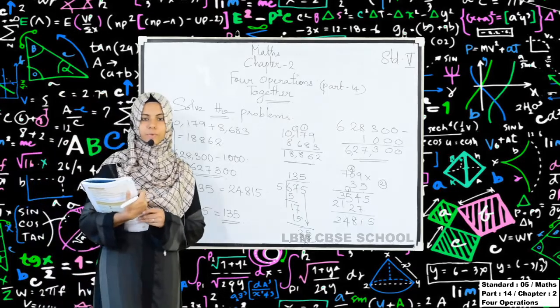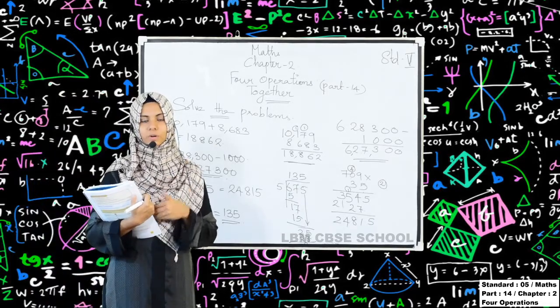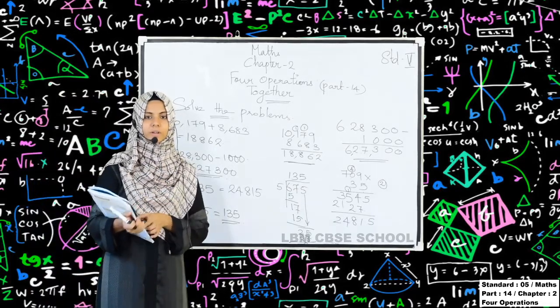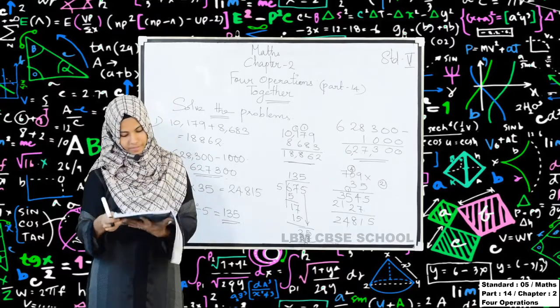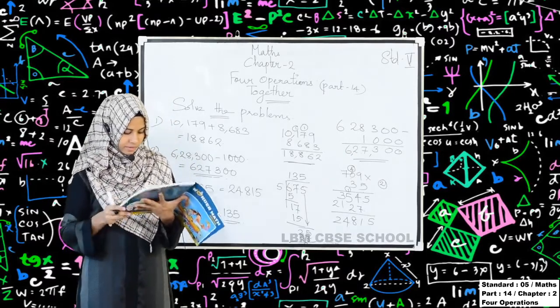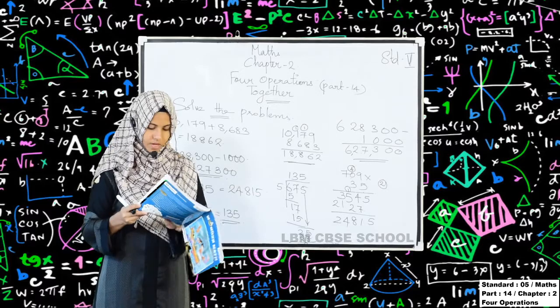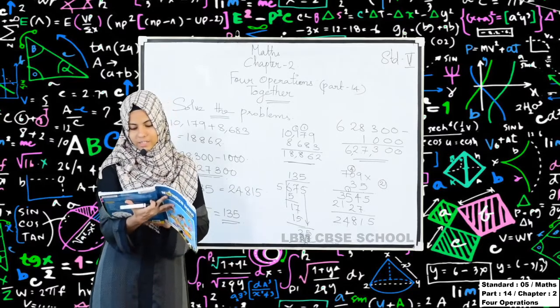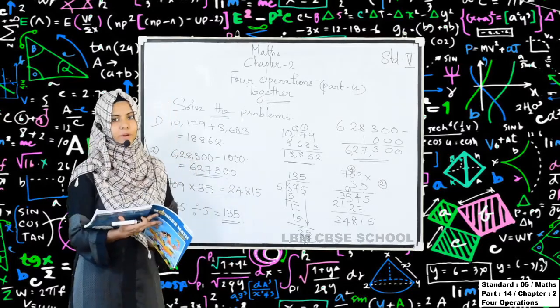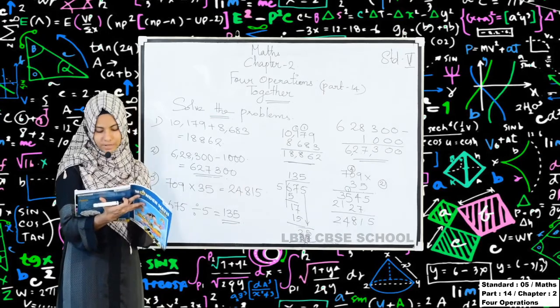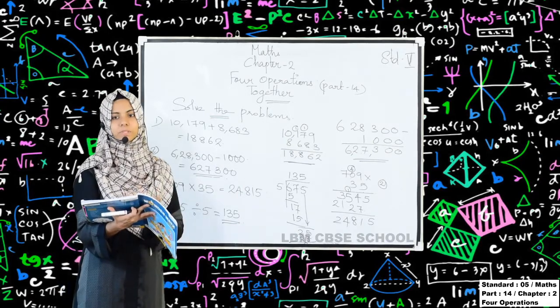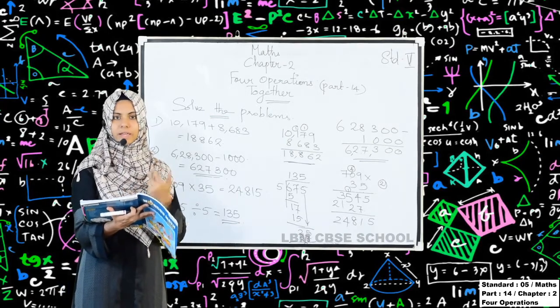Okay, these were the 4 operations we are going to study in this chapter. And the next one is addition and subtraction. The first topic of this chapter is addition and subtraction, and we have some steps to add two numbers. First we are taking addition.